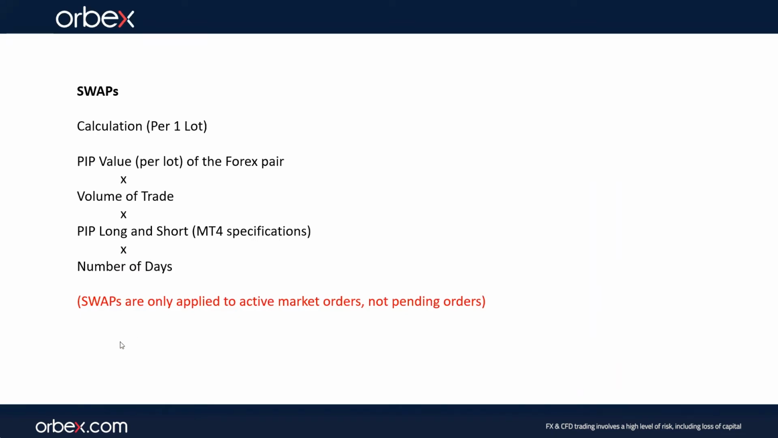Important to know that swaps are only applied to active market orders, not pending orders. So I've just had that live question as well, asking me if swaps are applied on pending orders. Then this is not correct. Swaps are only active for market orders, which is open orders in the market at the time when the rollover commences. So we're going for pip value per lot. So if it's a euro dollar, something nice and easy, that would be 10. And then volume of trade, 1, let's say, so it's still 10. Number of days, let's just say 2 days, so that's times 2, and then pip long or short. So let's just take a look at the specifications.